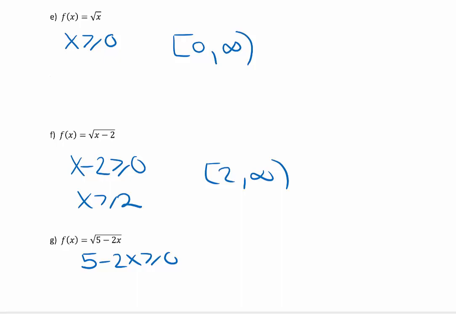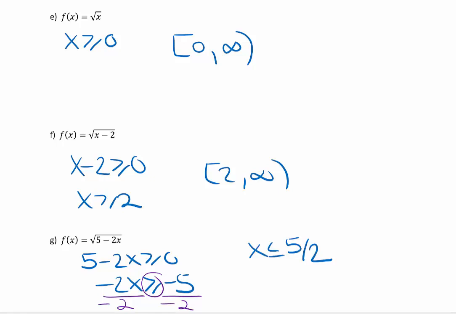The thing inside the radical has to be bigger than or equal to 0. To solve, I would subtract the 5 from both sides. And then we have to divide both sides by negative 2. However, anytime you divide an inequality by a negative number, you always have to flip the direction of the inequality. So that actually gives me x less than or equal to 5 halves. And if x is less than a number, we're now talking about the left side of the number line. And so in interval notation, that would be everything from negative infinity to 5 halves.